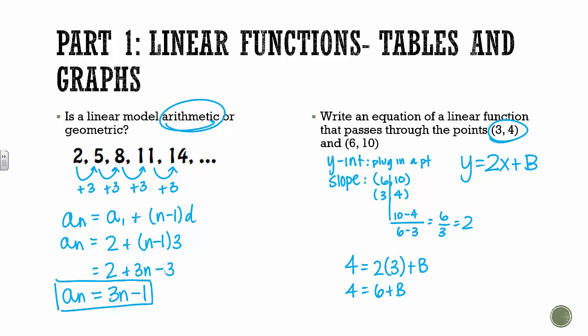This gives me 6. So if I subtract 6 from both sides, I get negative 2 is my b value. So this is my equation that would go through those 2 points. So hopefully all of that was a nice little review.